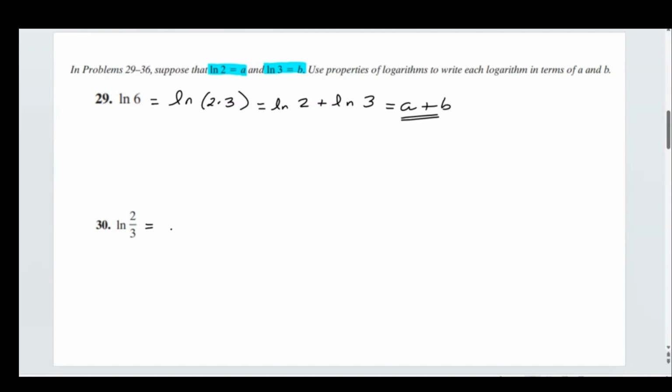My next case is ln of 2 over 3. Well, we have the quotient, so we can rewrite this as a difference. So we can see this is ln of 2 minus ln of 3. If ln of 2 is a and ln of 3 is b, we get here a minus b. So this was a very easy exercise to apply the product and the quotient property.